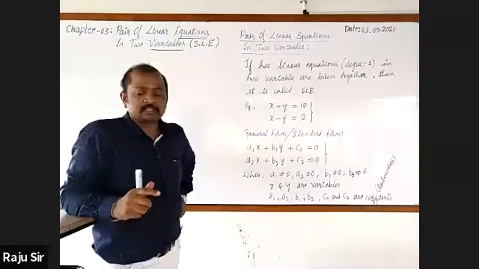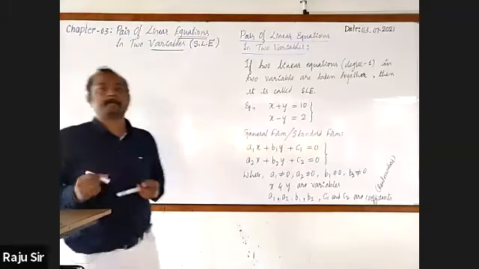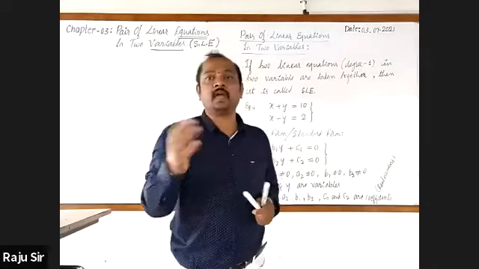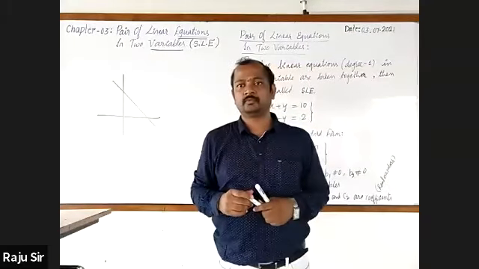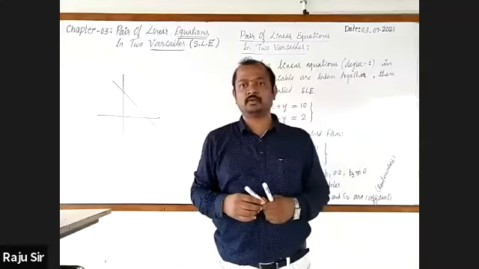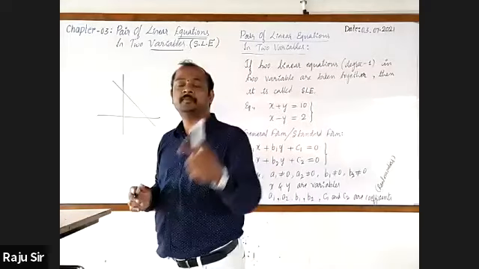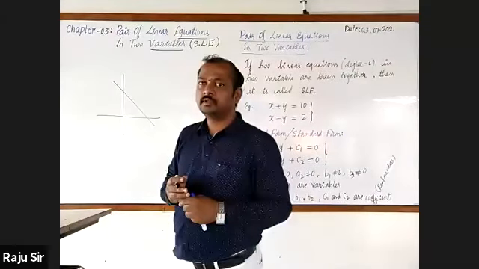Now we are moving to the next important part of this chapter. Dear students, you are very familiar with the graph of a linear equation in two variables. What is the nature of its graph? A straight line. How many solutions does a linear equation in two variables have? Infinite, as you have learned in your previous class. If it is a linear equation in one variable, it has only one solution. If it is two variables, it has infinitely many solutions. Are you following?